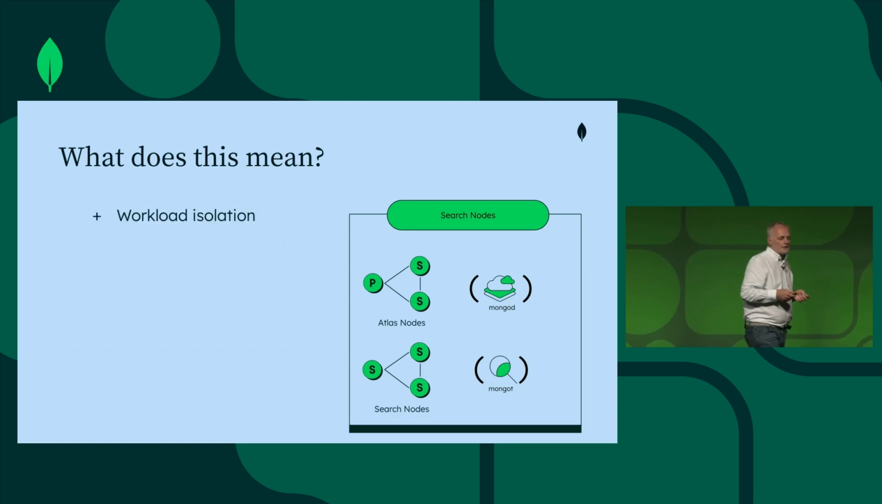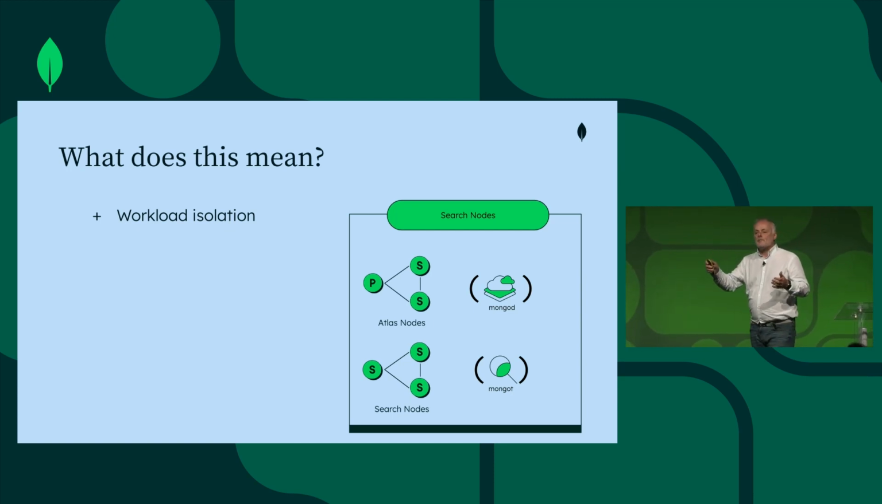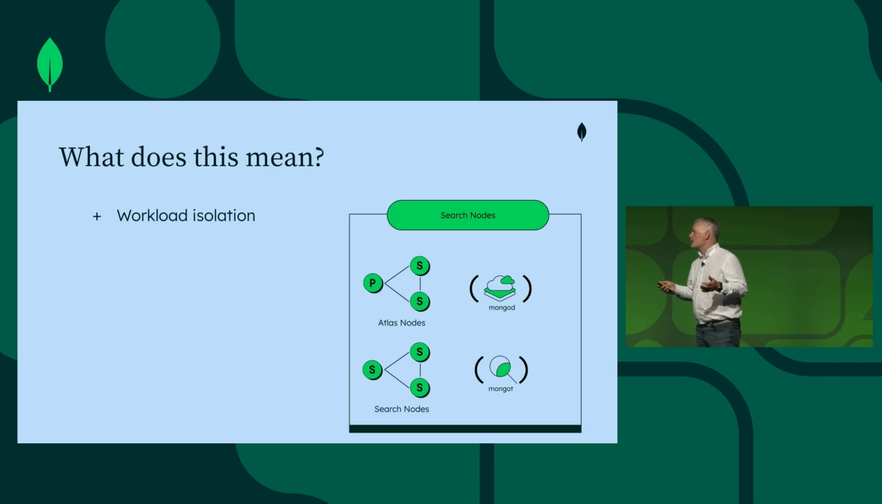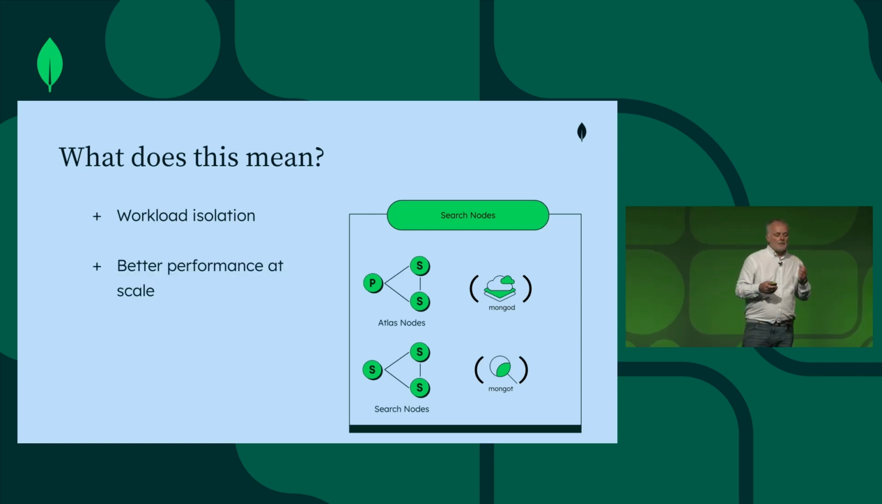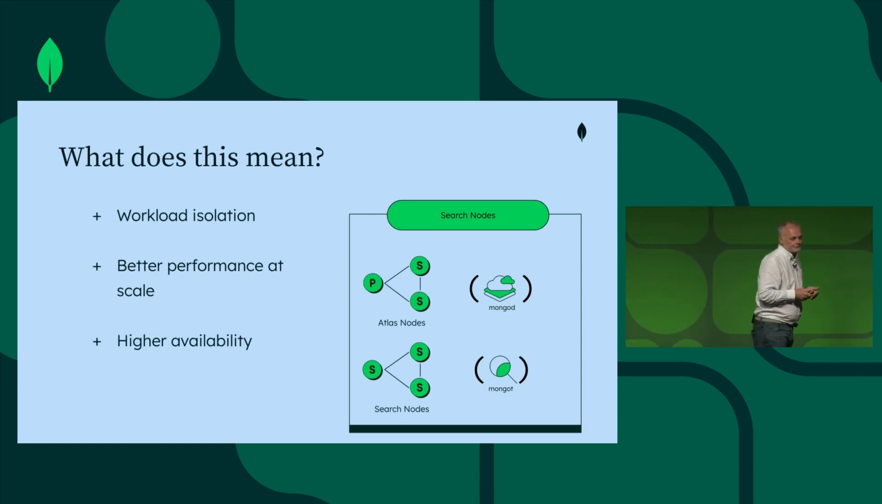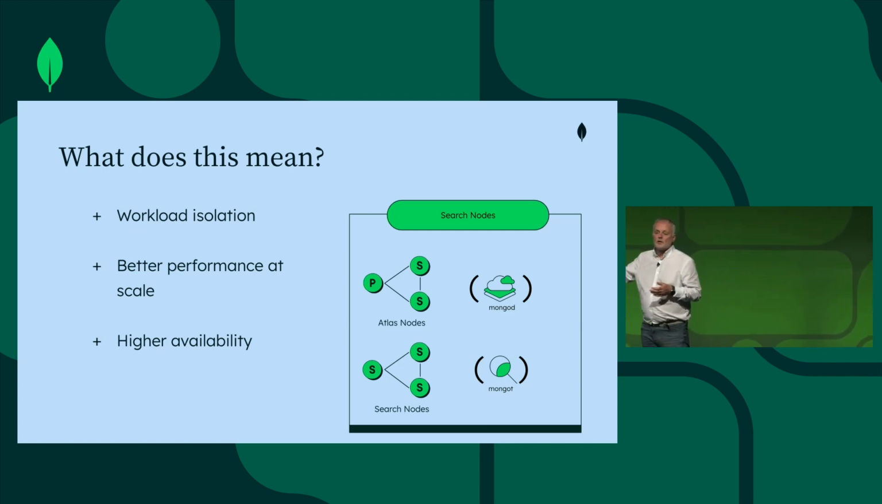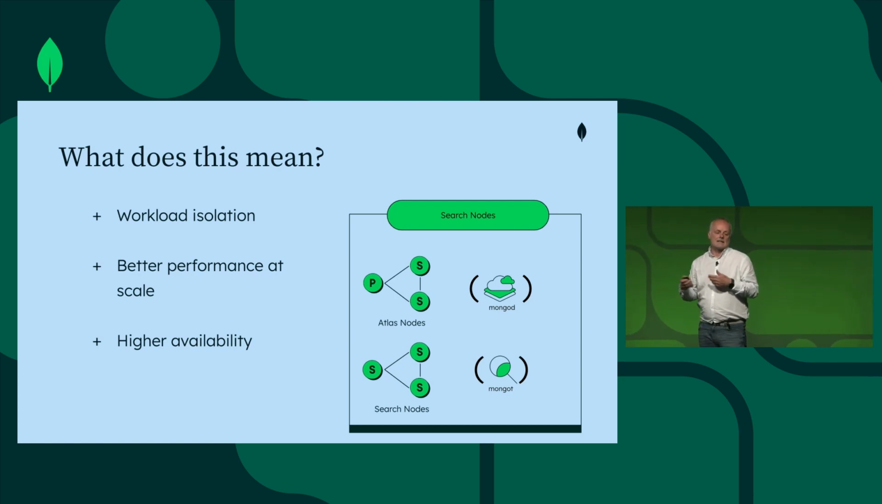So the benefits to this is workload isolation. So your search workload goes up. It's not going to impact people who are trying to check out with their shopping cart. Better performance at scale. So quite often people have had to go from a single replica set to a sharded cluster just because of the extra workload that search is putting onto the nodes. So by separating them out, you can very often avoid having to go to a sharded architecture. Higher availability. So if something goes wrong with your search nodes, it doesn't affect your regular Atlas database nodes.